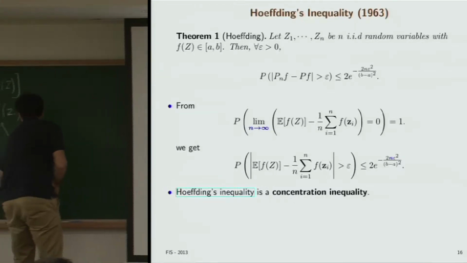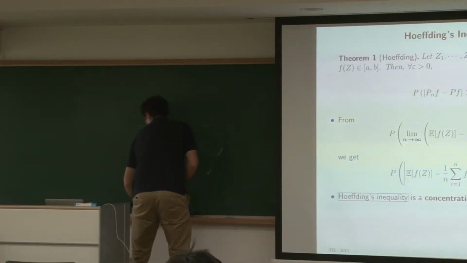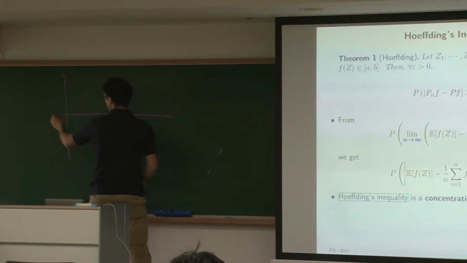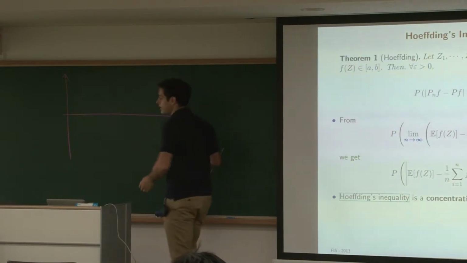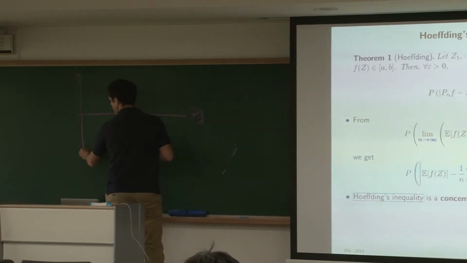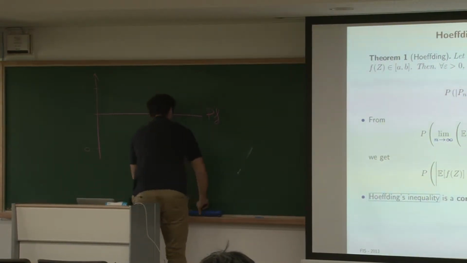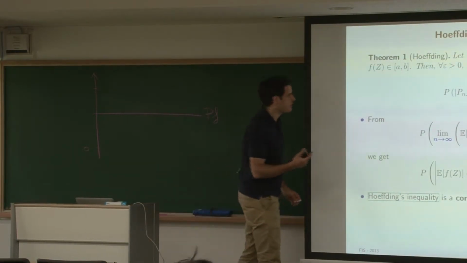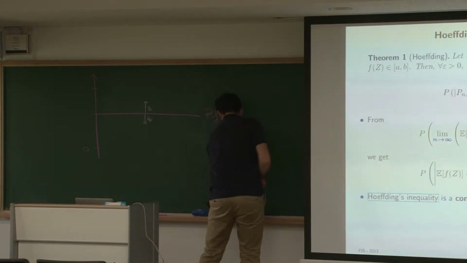So if you draw somewhere a value of P of f, remember that this is a risk, and the risk in classification is necessarily between 0 and 1. So what we're measuring is that there is a tube here with epsilon above and epsilon below.